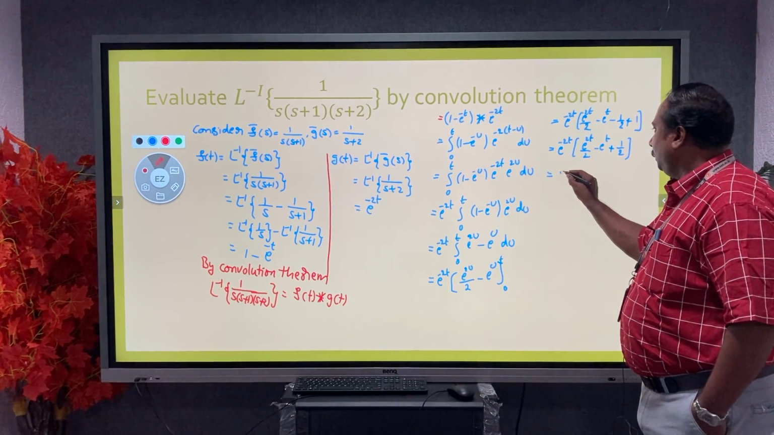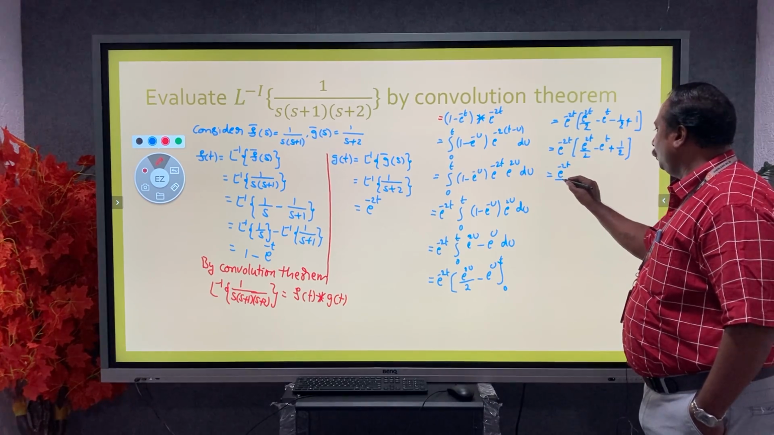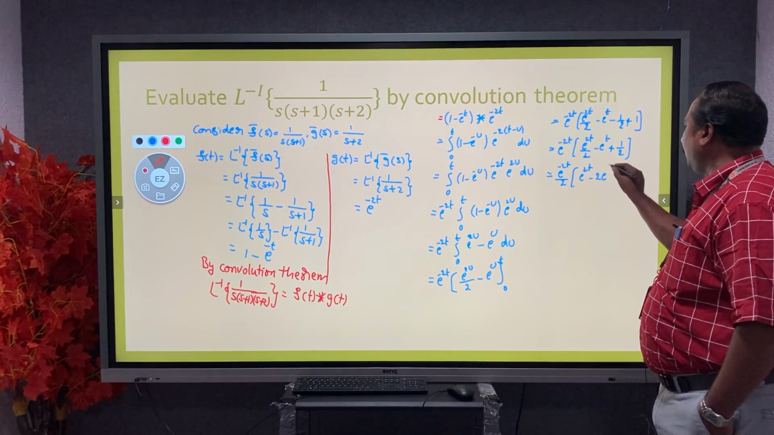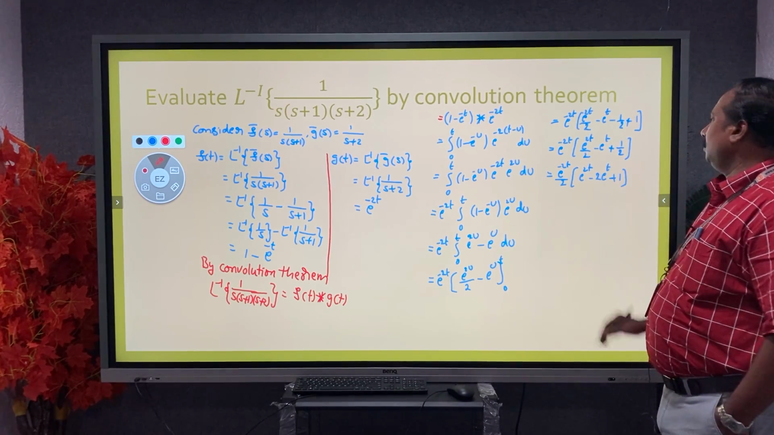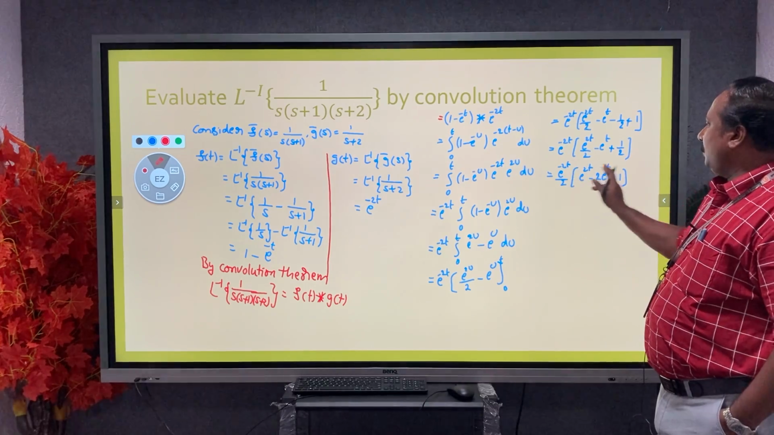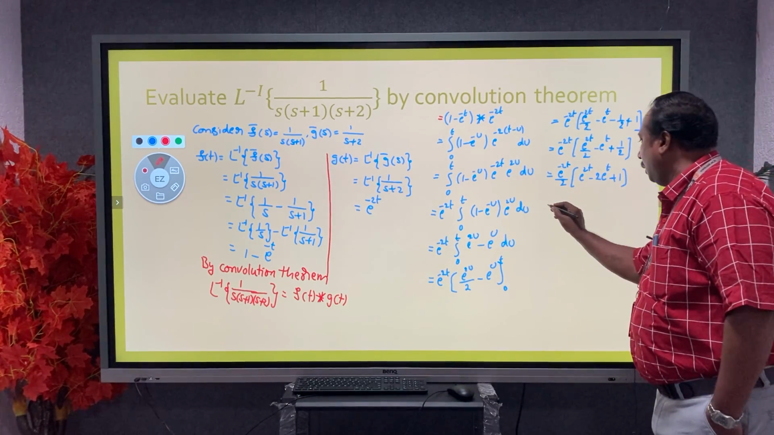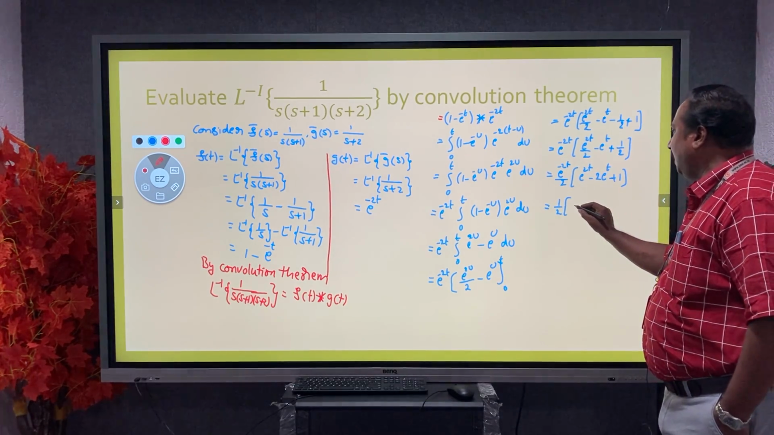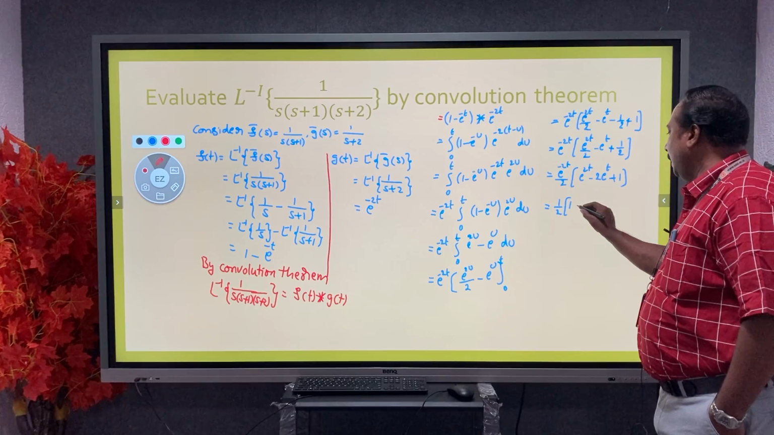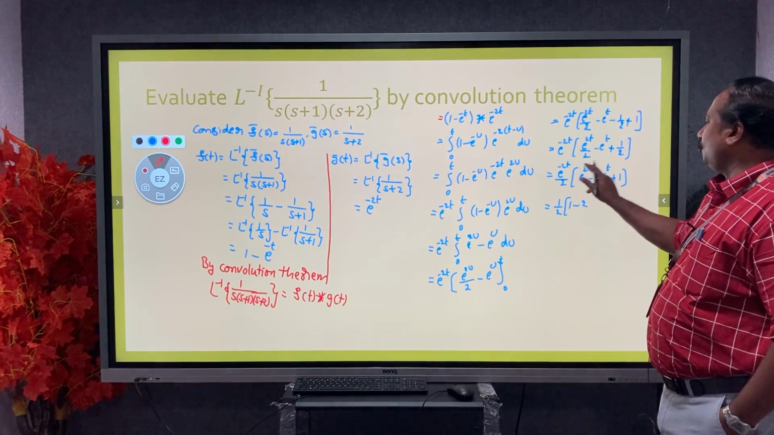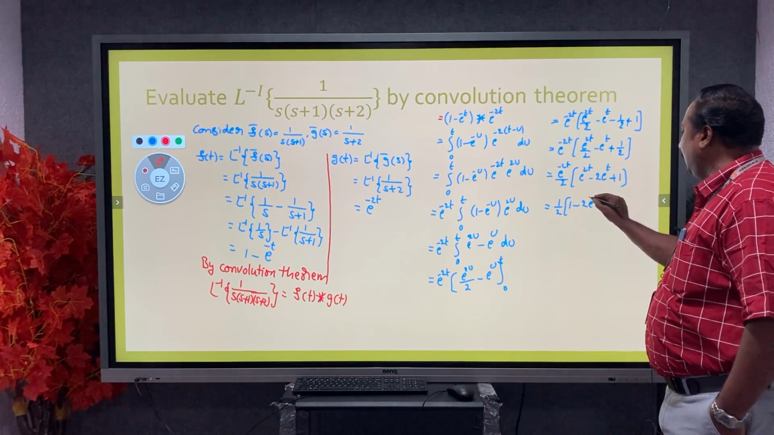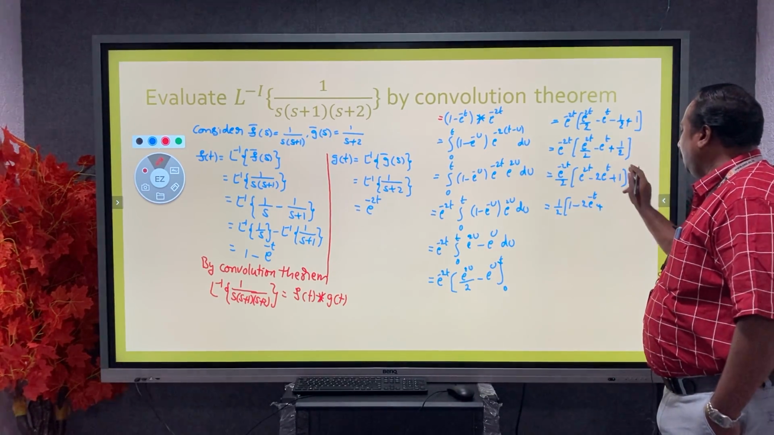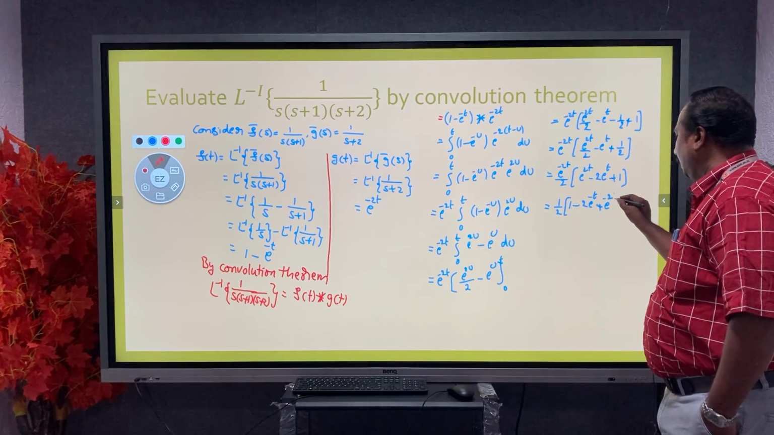Then we get e power minus 2t by 2 into e power 2t minus 2 into e power t plus 1. Now multiply with e power minus 2t to the bracket. Then we have 1 by 2 into e power minus 2t into e power 2t, we get e power 0, 1, minus 2 into e power minus 2t into e power plus t, again we get e power minus t, plus e power minus 2t into 1, e power minus 2t.